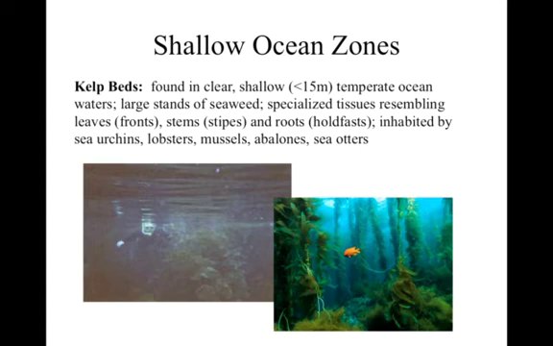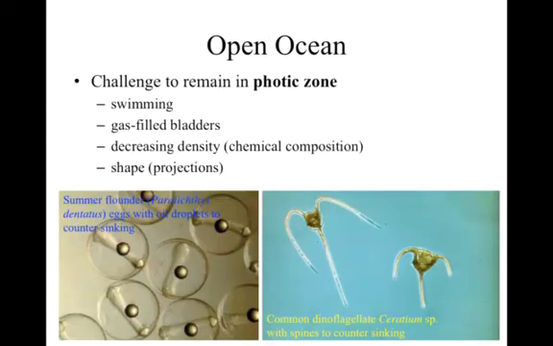And these areas are really interesting because they're inhabited by a lot of unique critters like sea urchins, lobsters, mussels, abalones, and sea otters. Actually, if you go out to California, you can see the sea otters hanging around in these kelp beds where they eat some of the other organisms that live there. All right, so that's the nearshore zones.